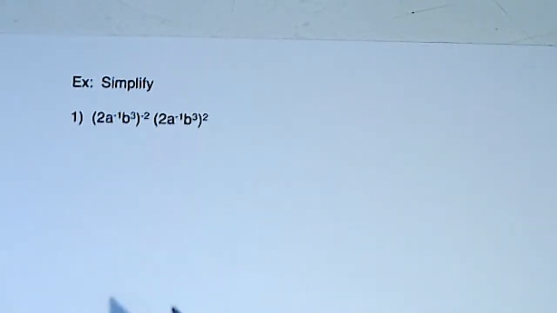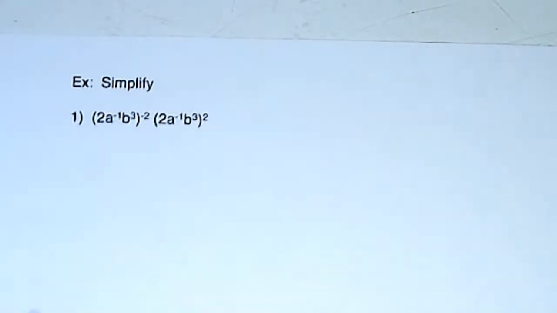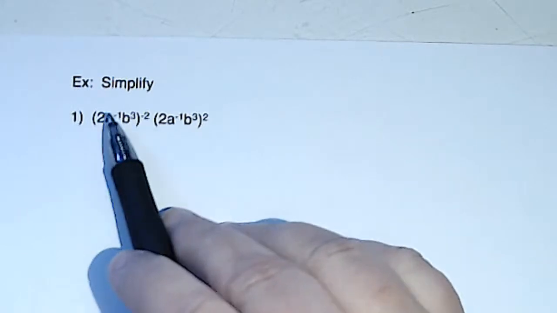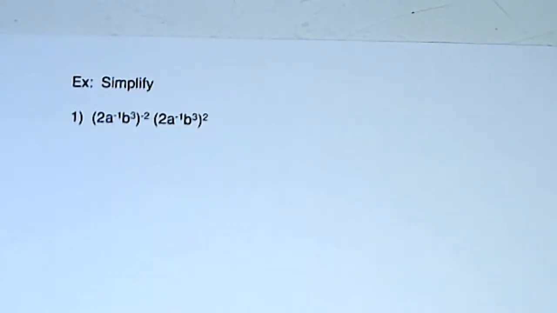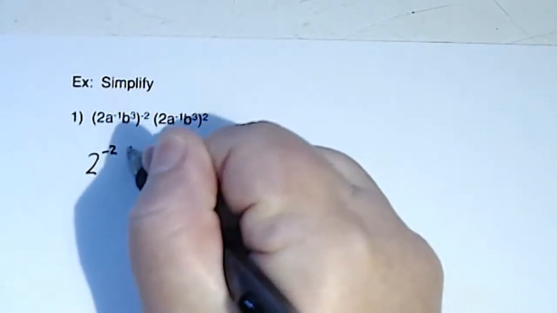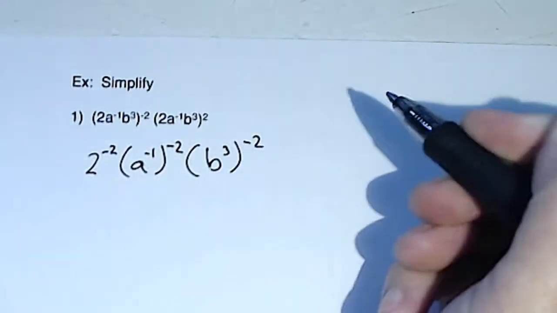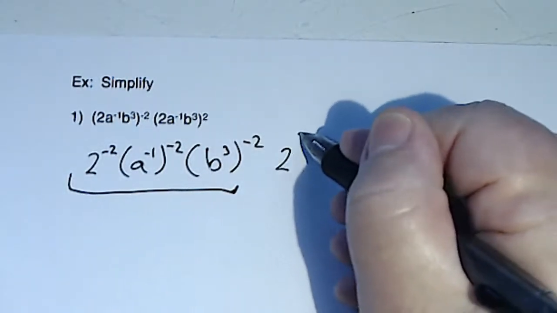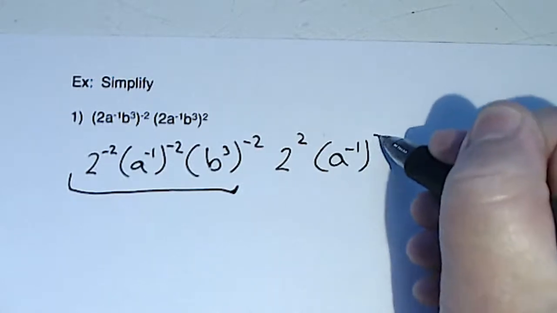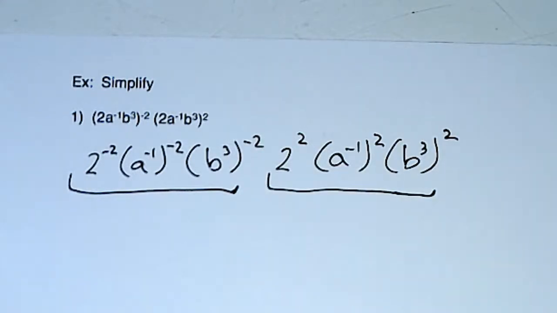So I see I've got a bunch of exponents on the outside and exponents on the inside. I'm going to give everybody this -2 inside of here, and I'm going to give everybody this 2 outside of here. So this is going to be 2 to the -2, a to the -1 to the -2, b cubed to the -2. That's my first set of 3. They all get -2. And then I get 2 squared, a to the -1 squared, b cubed squared. That's my second factor there.